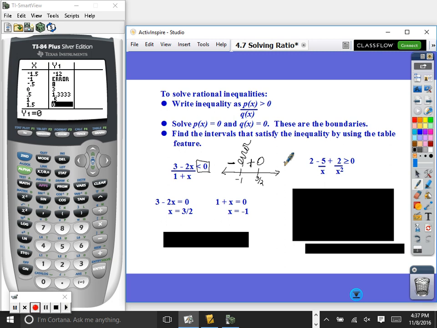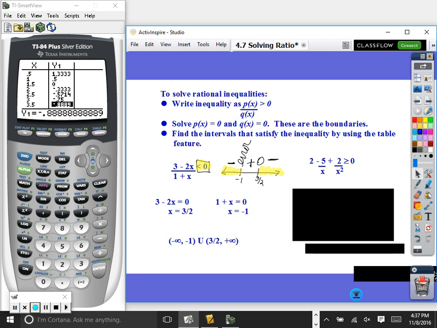Now I need to look beyond 1.5. What kind of values am I getting? Negative values. So again, because I am looking for less than 0, those would be my negative values. They occur here, and they occur here. So that is from negative infinity to negative 1, union 3 halves to positive infinity.